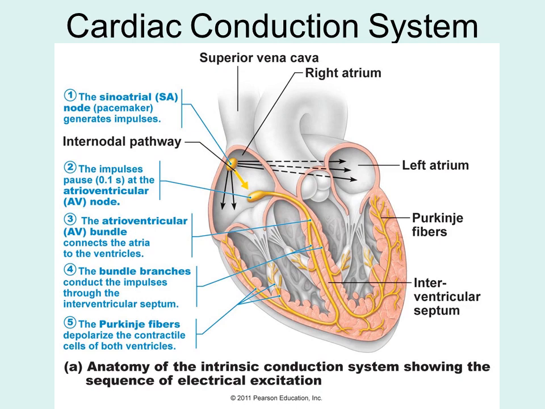Then there is a little bit of a delay, and the impulse will stimulate the AV node, the atrioventricular node. From there, it is going to pass down. As you can see in the yellow conduction system, it passes down through the AV bundle, also known as the bundle of His. This is running in the interventricular septum, so it's running between the right and the left ventricles. It's going to then branch, and one of the branches continues around towards the apex of the heart. These are known as the bundle branches.